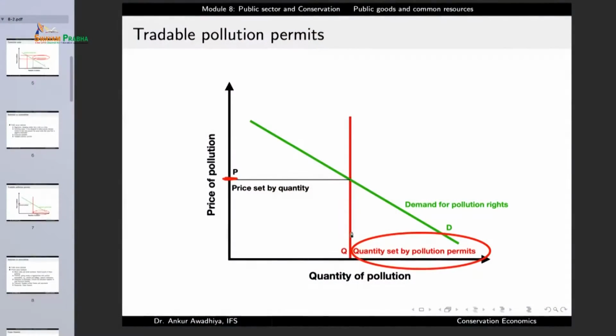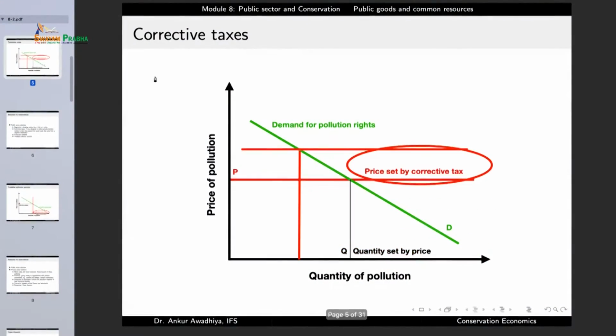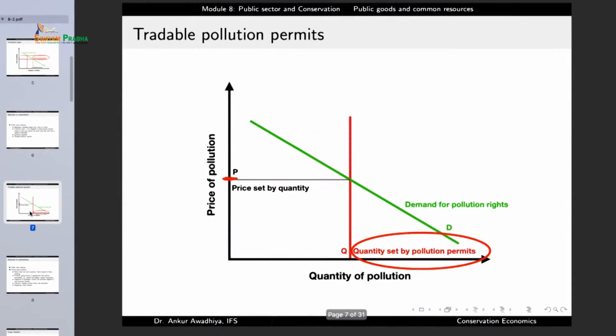So what is happening in this case is that the government is not putting a price on the pollution as it was doing earlier. So earlier the government was setting the price through means of taxation. In this case, the government is just saying that okay, this is the amount that we are going to permit.